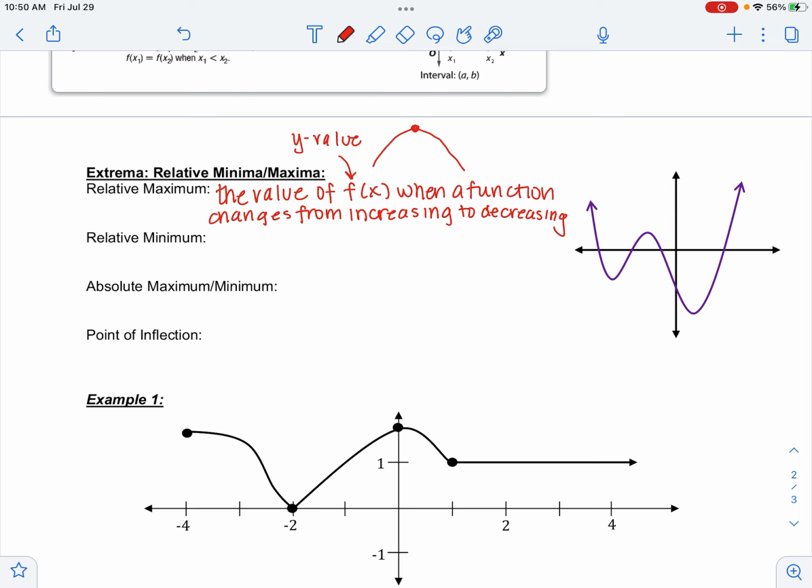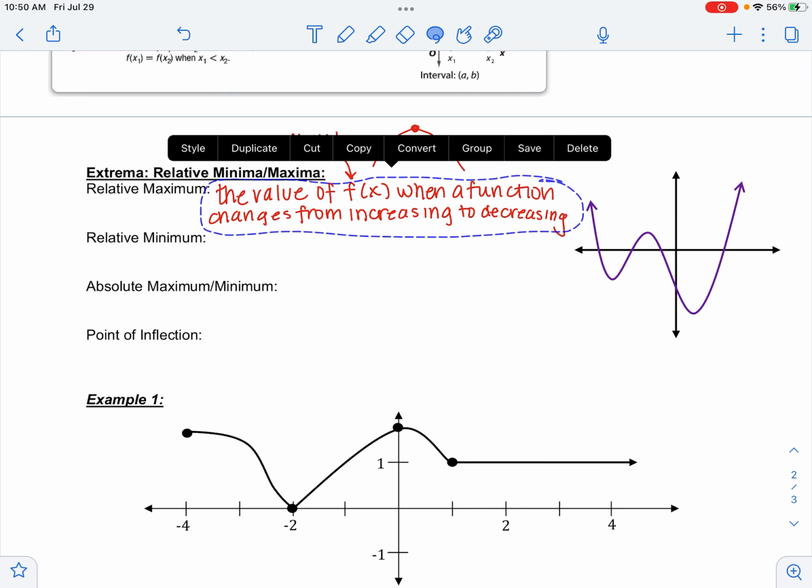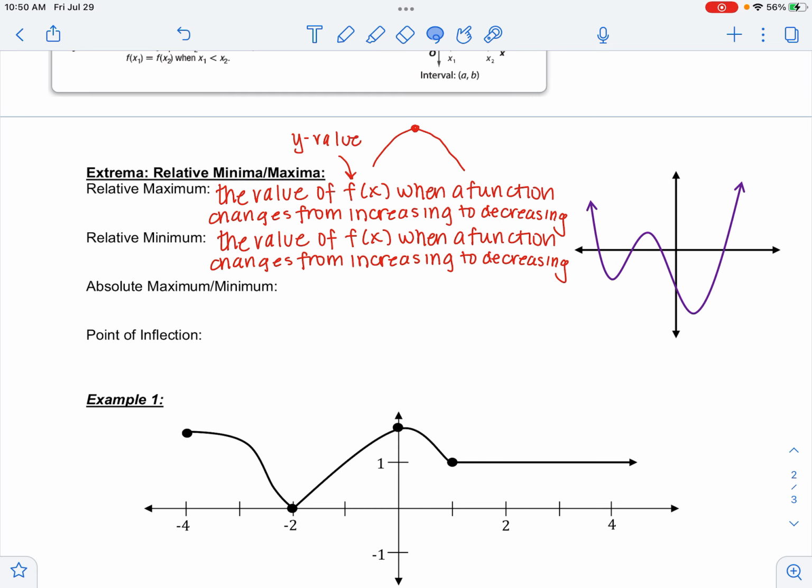So you're looking from increasing to decreasing, that's a relative maximum. And it's whatever the y value is. It's not the ordered pair, it's the y value, okay? All right, relative minima is the same idea, so I am going to copy this to save myself some writing and some time, or duplicate it. I'm going to put it for the relative min, but I do have to change these two words right here because it's obviously from decreasing to increasing.